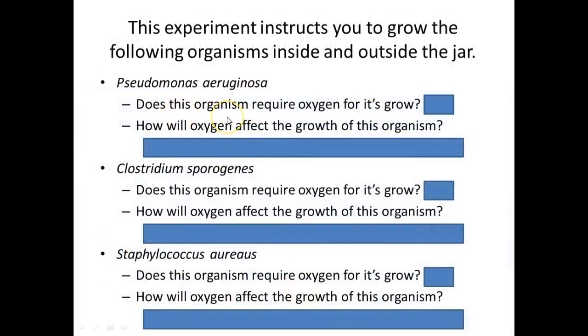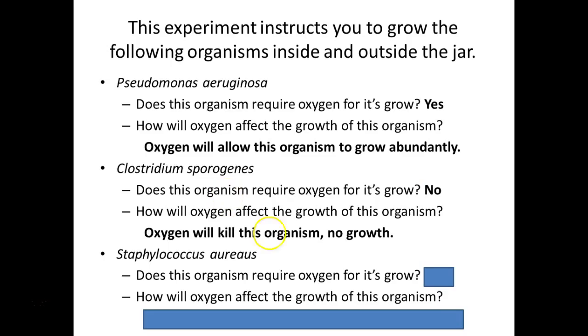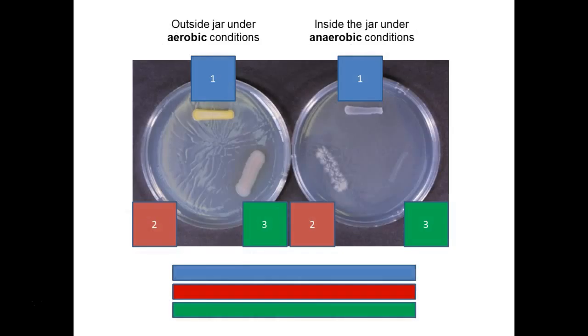So, Pseudomonas, does it require oxygen for growth? When we stuck it in the jar, what happened? It died, right? Remember, this is our obligate aerobe, so yes, it needs it. It won't grow without it. Clostridium sporogenes is our anaerobe, right? So does it require oxygen? No, in fact, oxygen would do what? It would kill it. Staphylococcus aureus is our facultative anaerobe, right? So does it require oxygen for growth? No. But how does oxygen affect its growth? It'll grow abundantly.